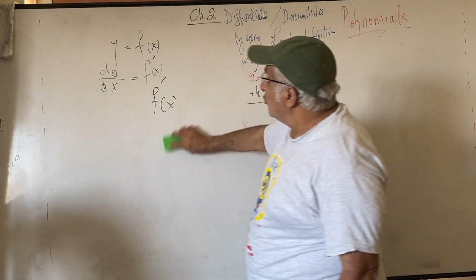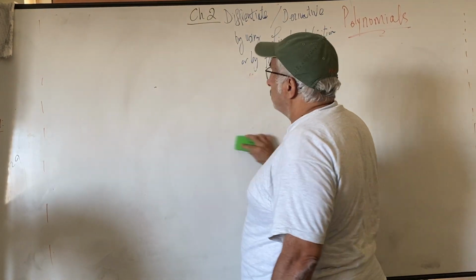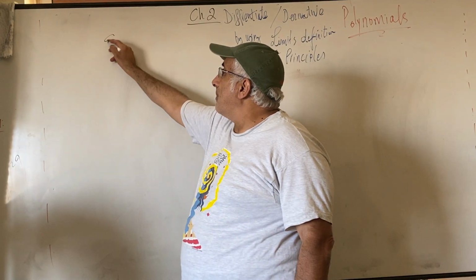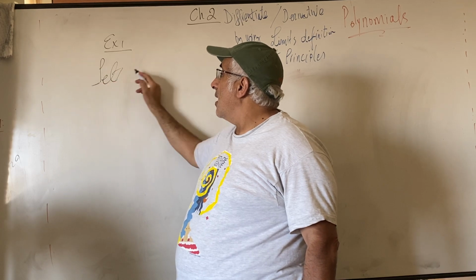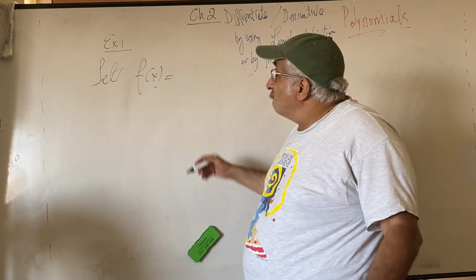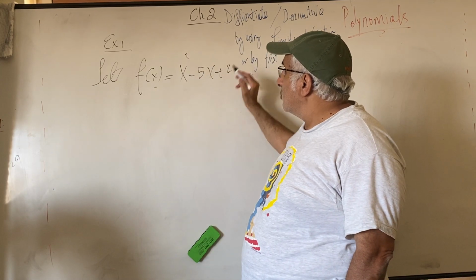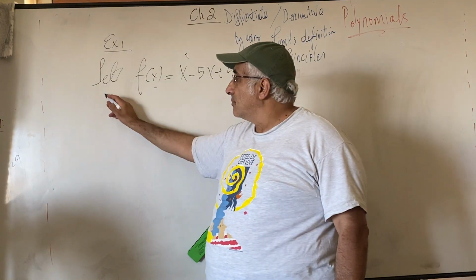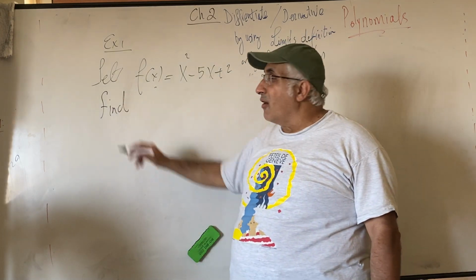So let me introduce something for you. Let me give an example. An example comes to my mind. Let's call it example 1. Let's say f of x equals x squared minus 5x plus 2. What is the question? Find the derivative. I'm going to clean the question after I write it. Find the derivative of f of x.